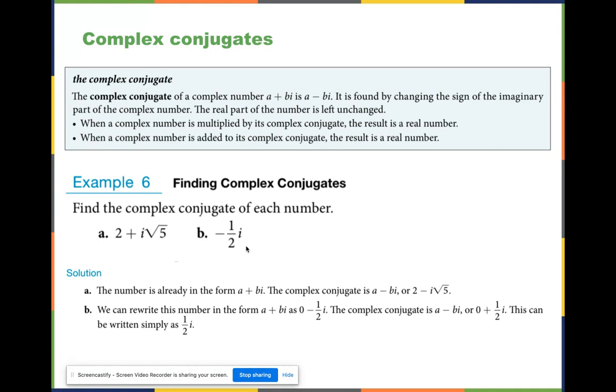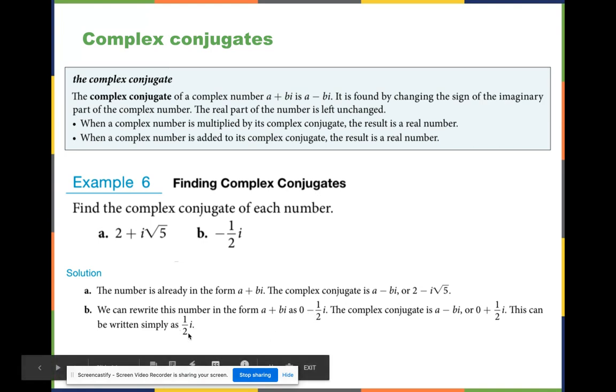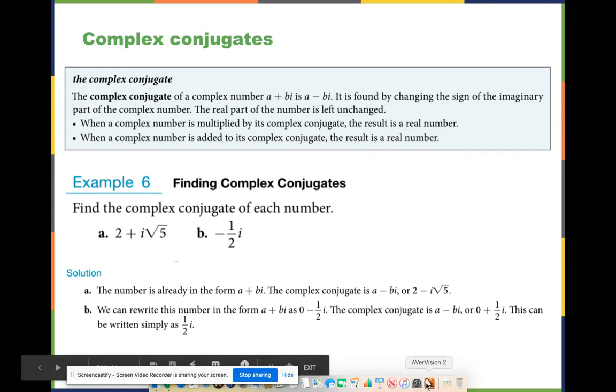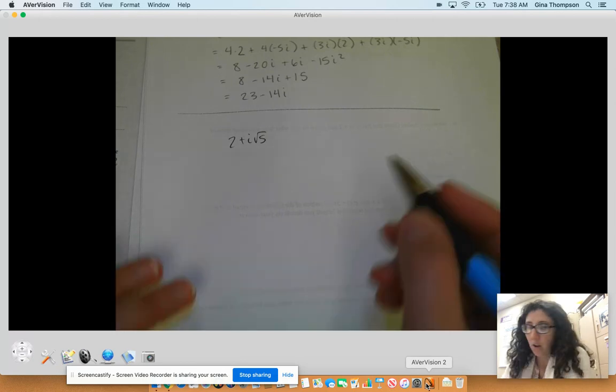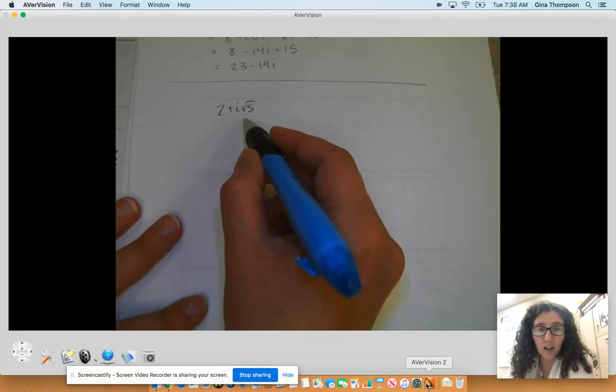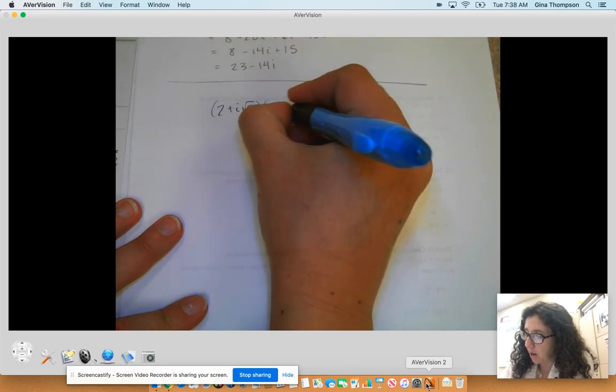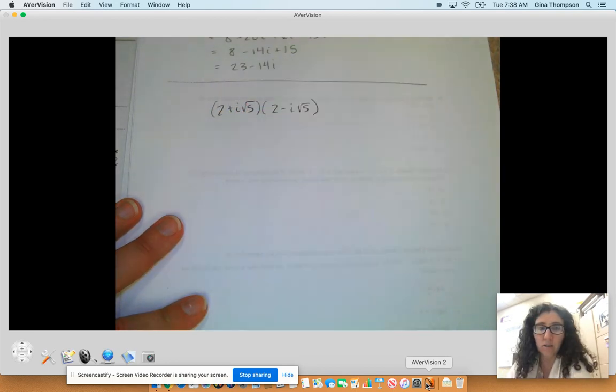The thing that makes this maybe tricky is there's no real part. Doesn't change it. We just change the sign of the imaginary part, so that would be 1/2 i. Why would this be interesting? Well, let's look at what happens if we have this complex number, 2 plus i square root of 5. What happens if we multiply it by its complex conjugate? Okay, let's multiply these out.